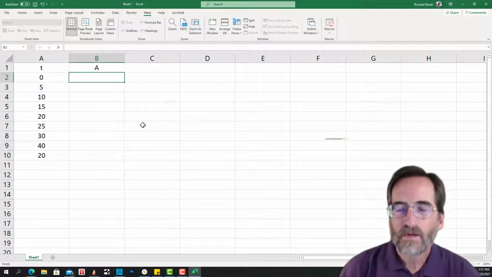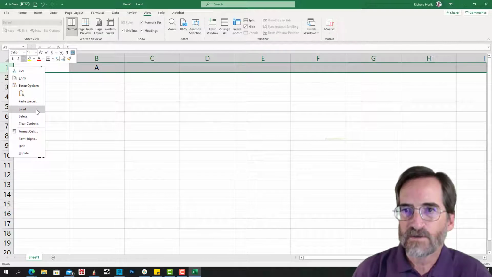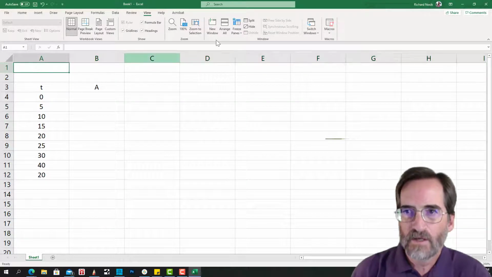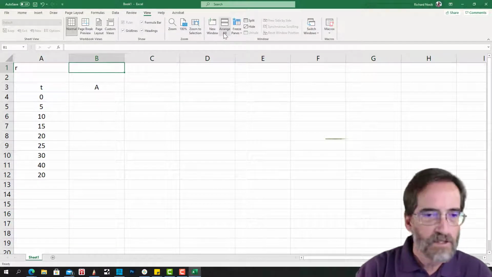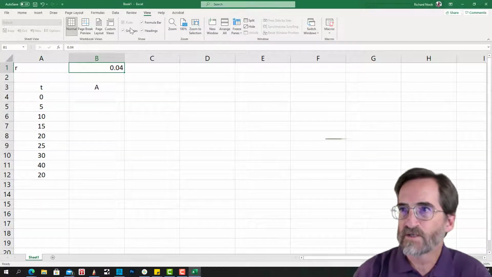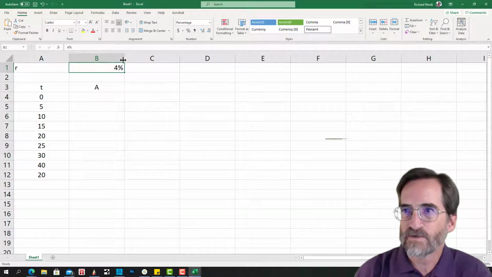All right. So our interest rate, I'm going to insert a cell here and insert some of the values. My interest rate is 0.04, which I can display as a percent if I want. But just click display, and it displays as a percent.